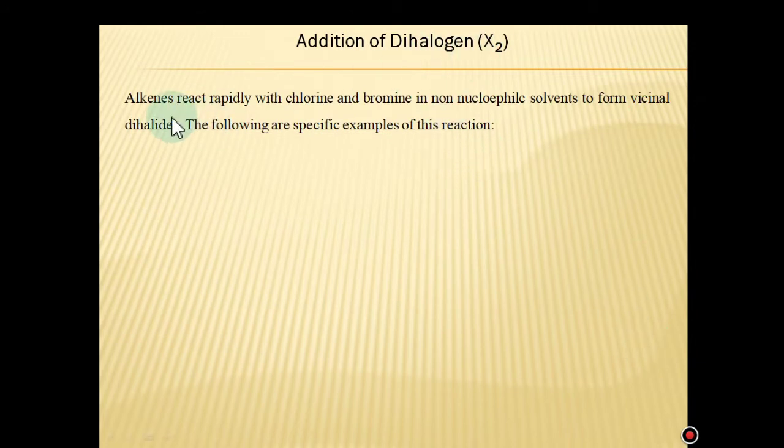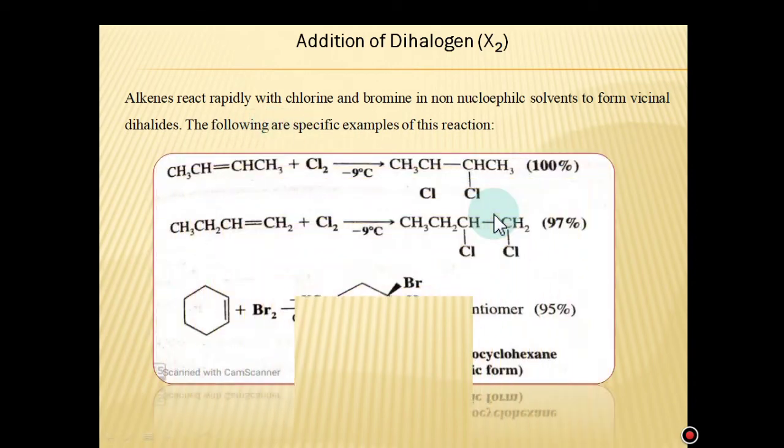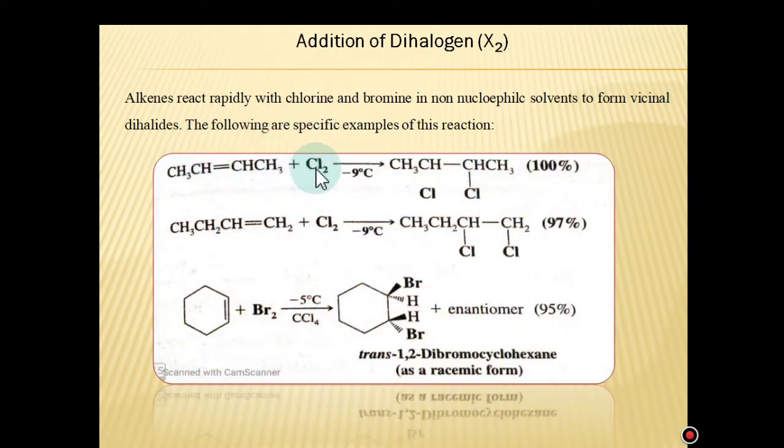Addition of halogen. Alkenes react rapidly with chlorine and bromine in non-nucleophilic solvents, that is non-polar solvents, to form vicinal dihalides. The following are some specific examples of the reaction. This is butene reacting with chlorine and converting into 2,3-dichlorobutane. This is a vicinal dihalide. Vicinal means the halogens are in close vicinity of each other.